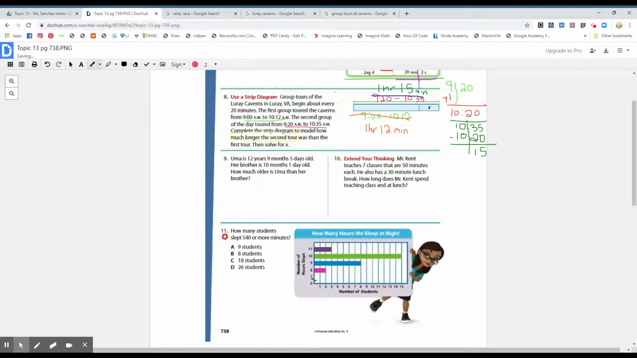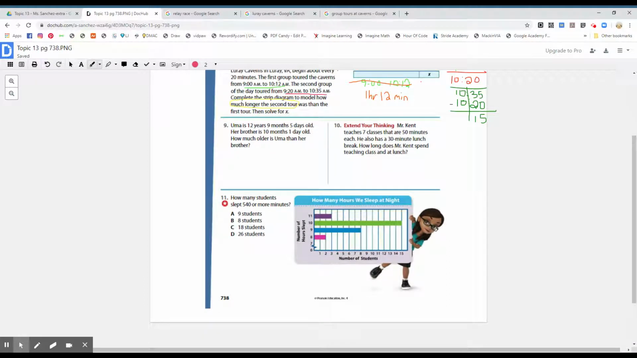It's just a couple of minutes longer. So figure out what you're going to do with these minutes. Remember, keep the units separate and find me the difference. Okay, number 9. Uma is 12 years, 9 months, 5 days old. Her brother is 10 months, 1 day old. How much older is Uma than her brother?